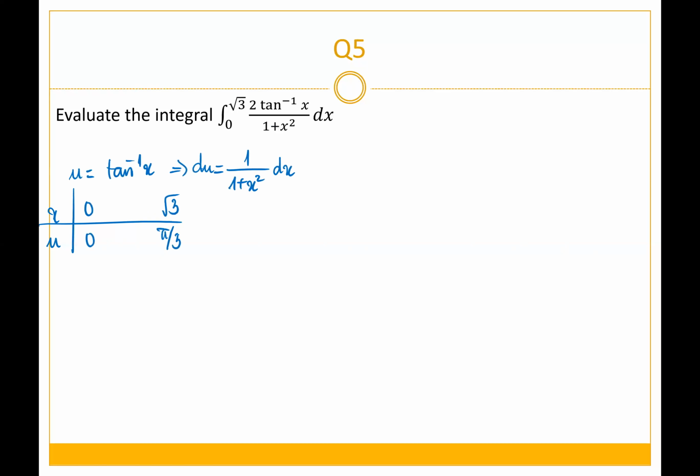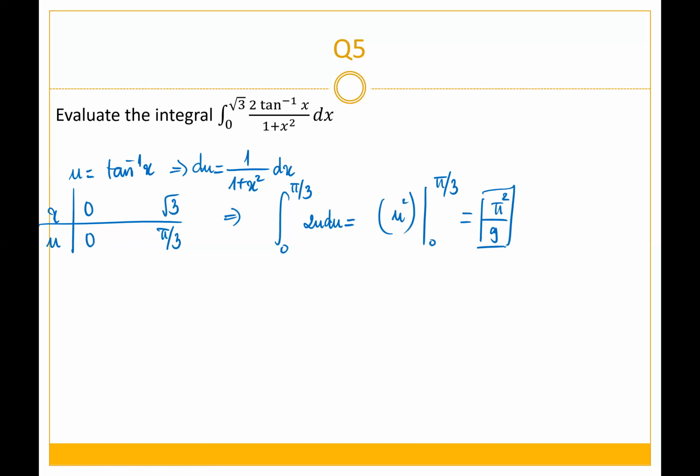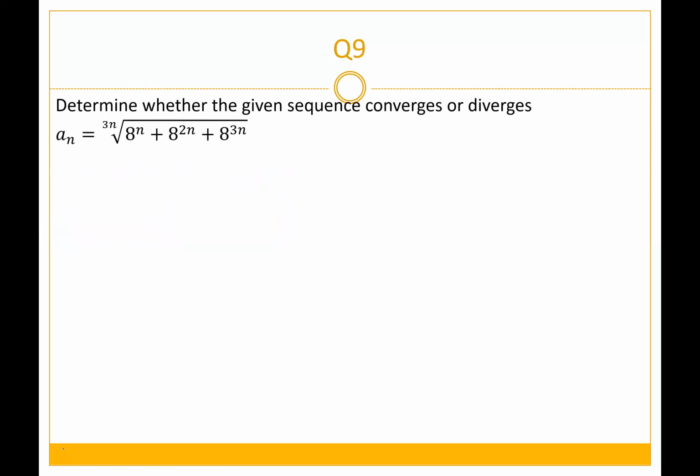That's because tangent is sine of pi over 3 over cosine of pi over 3. Your integral now becomes the integral from 0 to pi over 3 of 2u du, which is now very simple, and gives pi squared over 9. So this one again reminds us of the derivative of an inverse function. Now let's go to question 9.